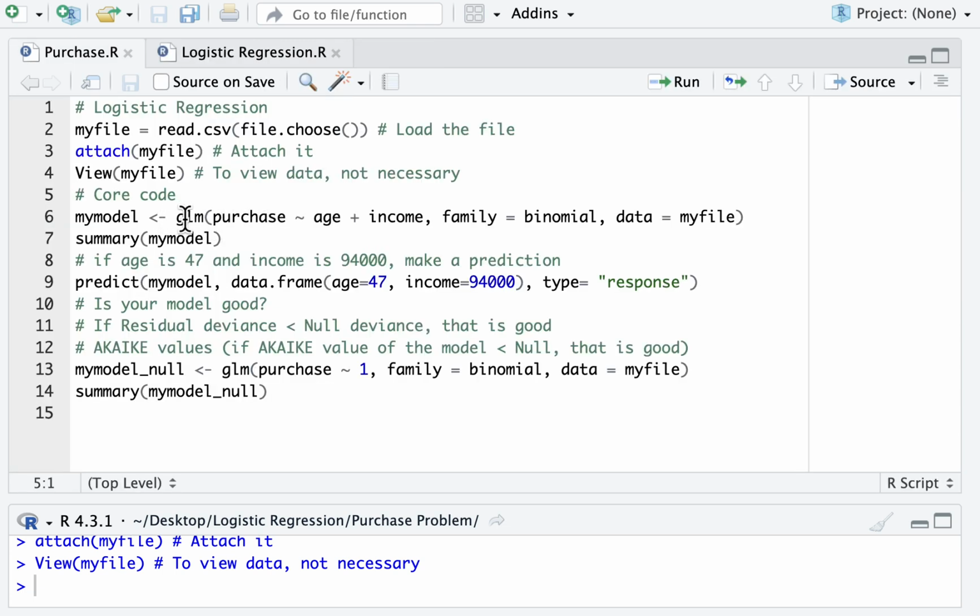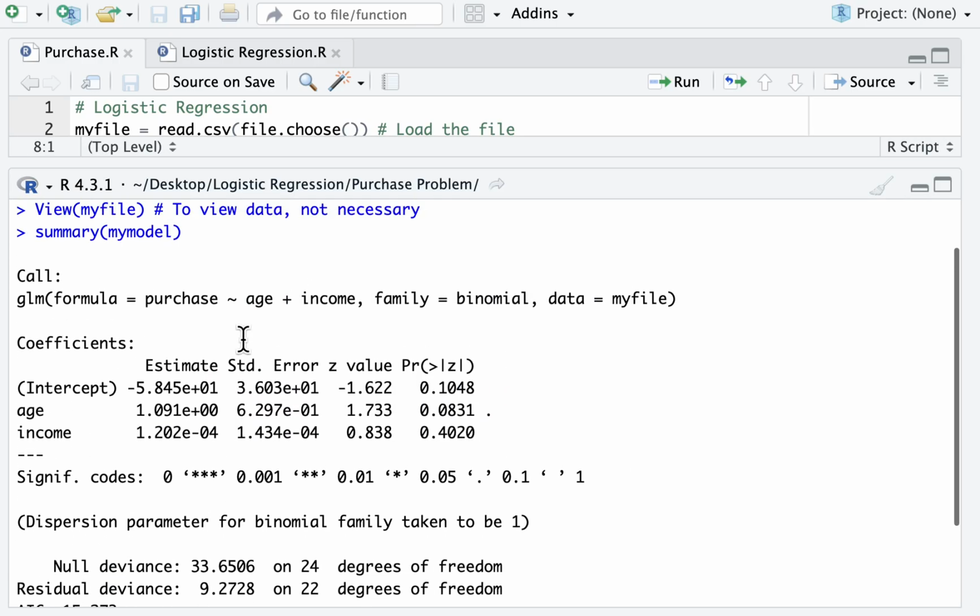This is the core code for logistic regression. GLM stands for generalized linear model, purchase, which is the dependent variable, followed by tilde sign, and first variable, which is age, plus second variable, which is income, and then family is binomial because we have two outcomes, and data is my file. This is the name of the file which is containing data. As you can see here, this is the file which is storing the data. So I will run this command, and all the results will be stored in this one, my model. And if you want to see what is there in it, I will use this code, summary my model. If I run it, it gives me these results.